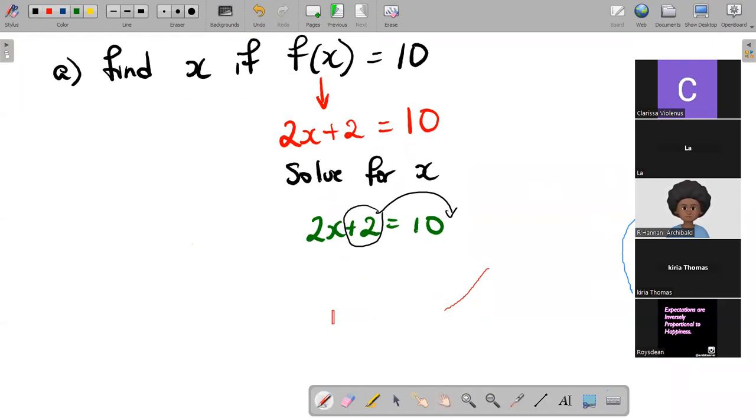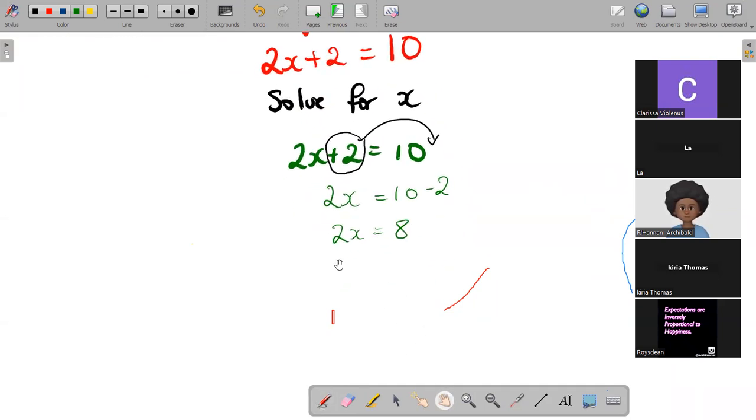So we're going to end up with 2x is equal to 10 minus 2. So 2x is equal to what? 8. How do I get rid of this 2 here? We do the opposite. What is the opposite of multiplying by 2? You divide by 2 on both sides. This and this are going to cancel. So x is equal to 8 divided by 2, which is what?